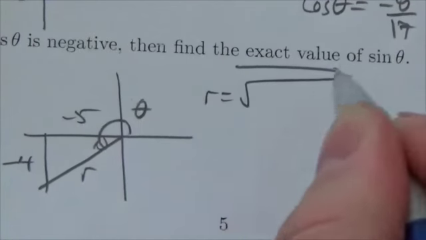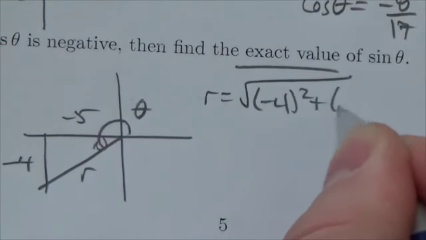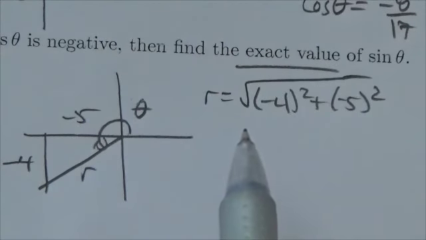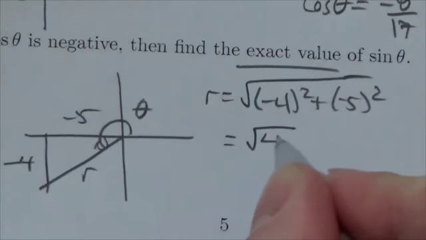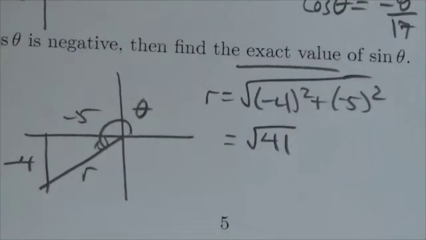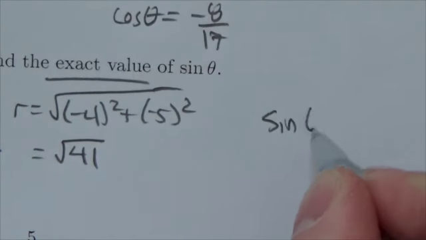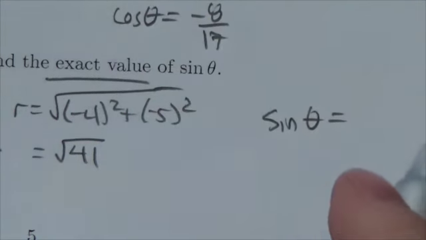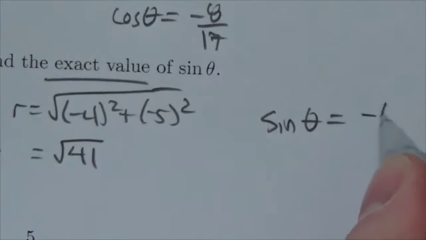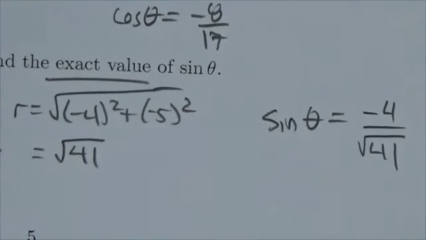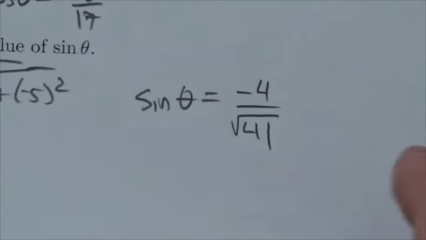So r will be the square root of (-4) squared plus (-5) squared. Well, (-4) squared is going to be 16. (-5) squared is 25. Putting that together, that is the square root of 41. Now, that square root of 41 is not going to be simplified nicely at all. So I'm looking for the sine of theta, which in this case is going to be the y-coordinate over r. Now, the y-coordinate we've already established is -4. r is root 41.